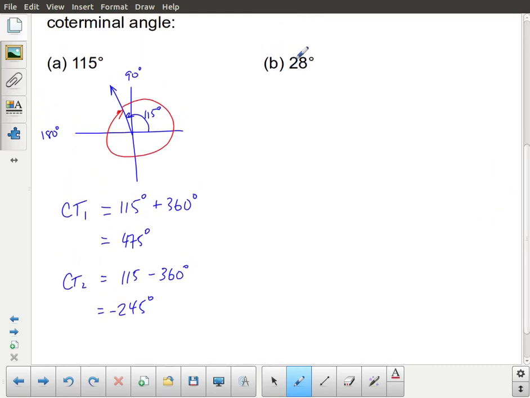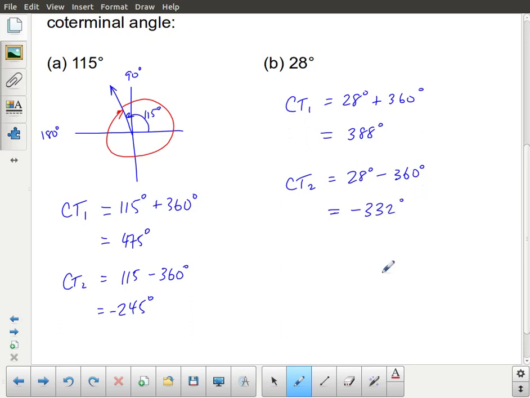For 28 degrees, now I'm not going to draw the diagram. It's the same idea. Coterminal number 1 is going to be 28 degrees plus 360 degrees, which is going to give me 388 degrees. Coterminal angle number 2 is 28 degrees minus 360 degrees. And that's going to give me, in this case, negative 332 degrees.